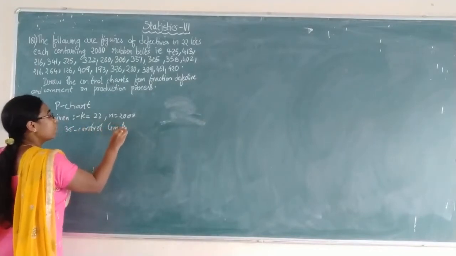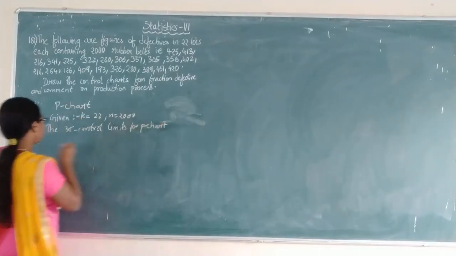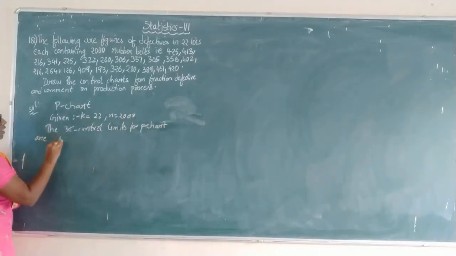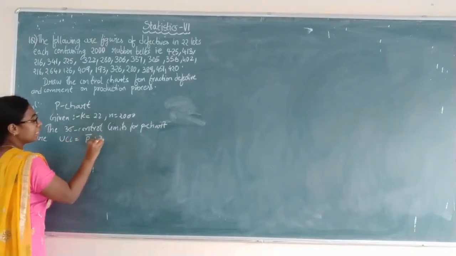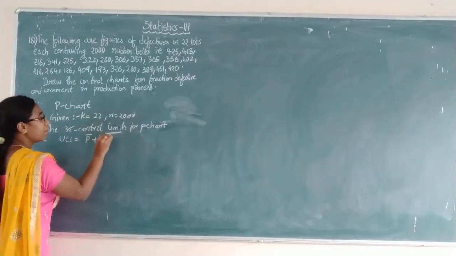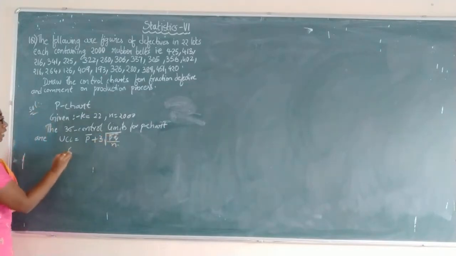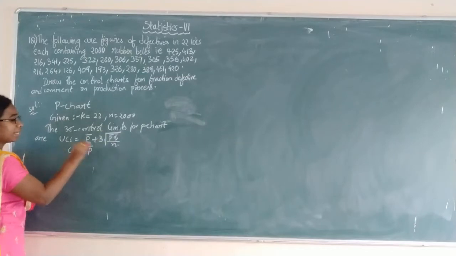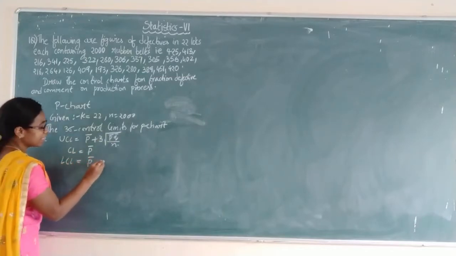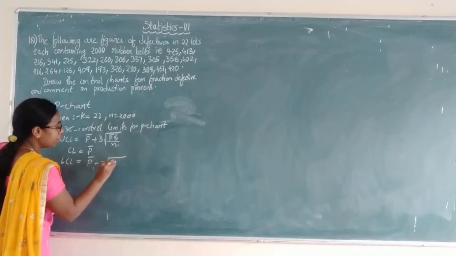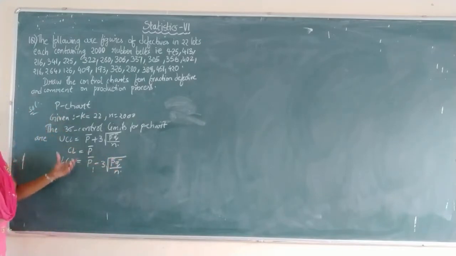The 3 sigma control limits for the P chart are, so what is the UCL? UCL equals P bar plus 3 into under root P bar Q bar divided by N. Similarly, CL equals P bar itself and LCL equals P bar minus 3 into under root P bar Q bar by N. So these are the 3 control limits.